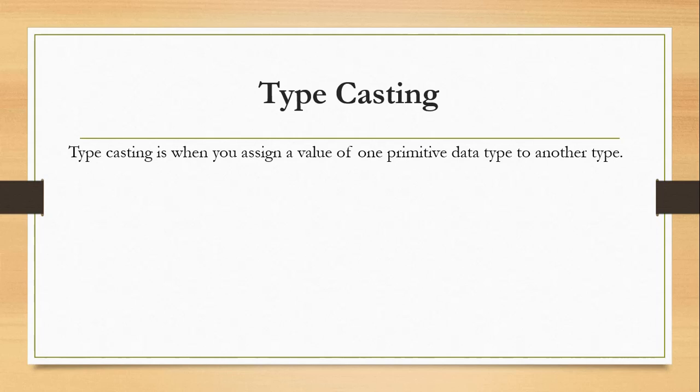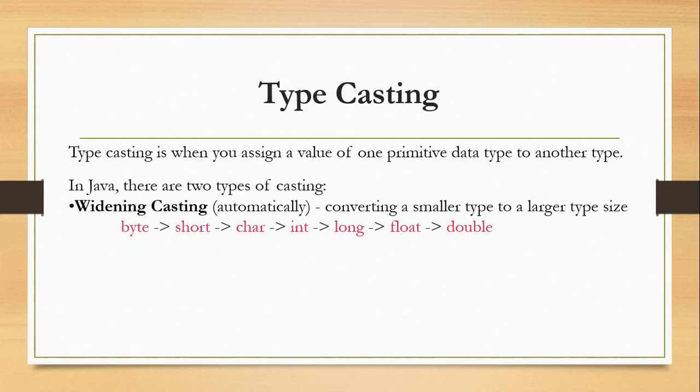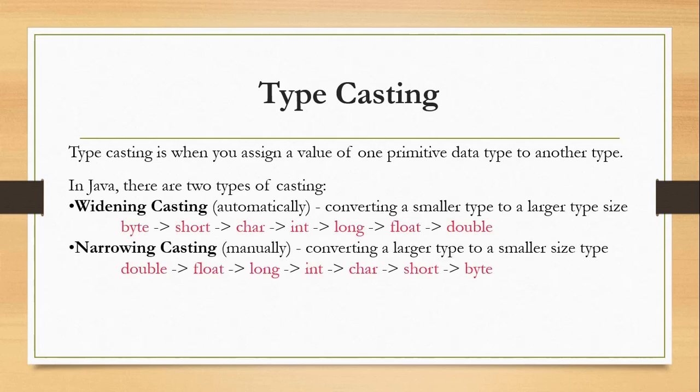Typecasting. Typecasting is used when you assign a value of one primitive data type to another type. There are two types of casting, widening casting and narrowing casting. Widening casting is automatic. It converts a smaller type to a larger type size, while narrowing casting is converting a larger type into a smaller size type.